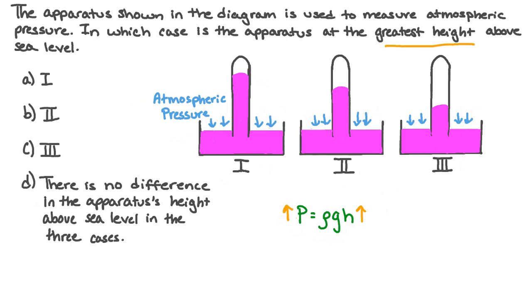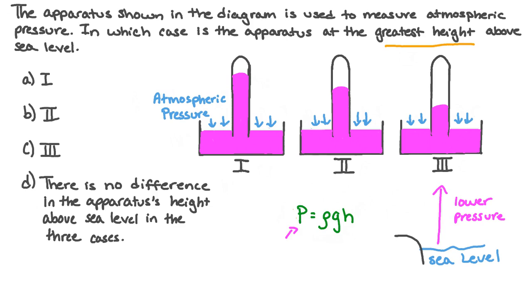But how does that help us determine which of the apparatus is at a greatest height above sea level? Well, the higher we go above sea level, the lower the pressure is going to be due to the atmosphere. This is because there's going to be less atmosphere above us pushing down. So if we're at our greatest height above sea level, that means that we have the smallest atmospheric pressure pushing on our apparatus. So we're looking for the case that would then have the smallest height within the test tube.